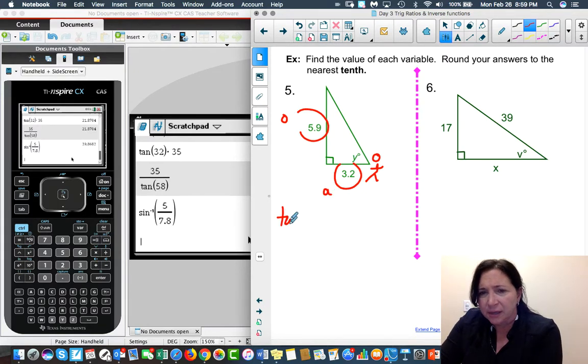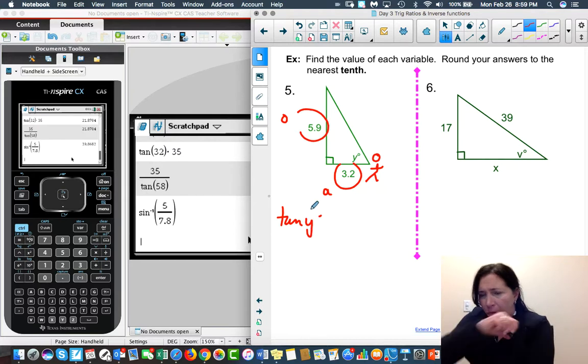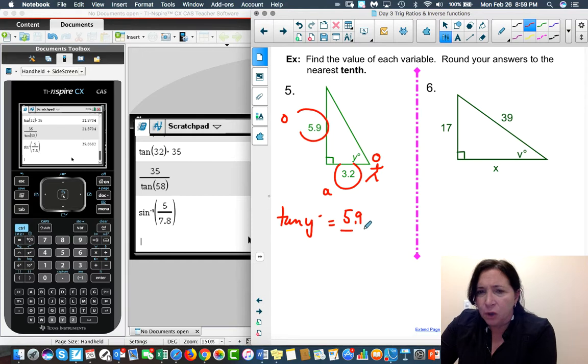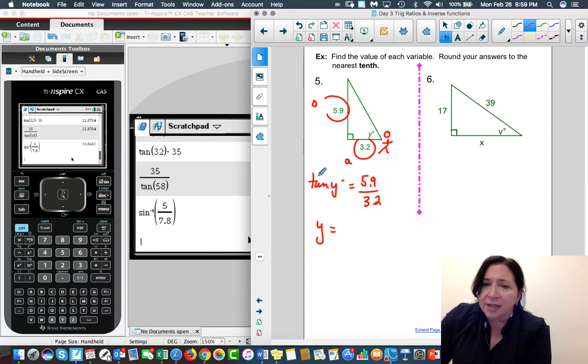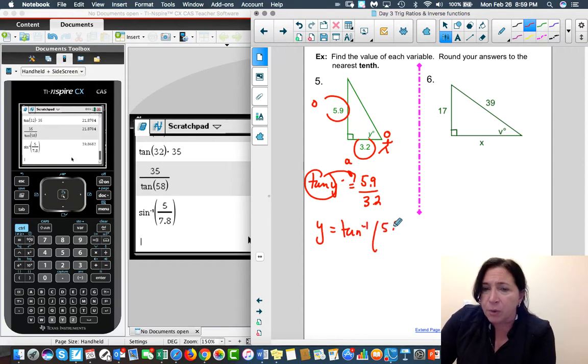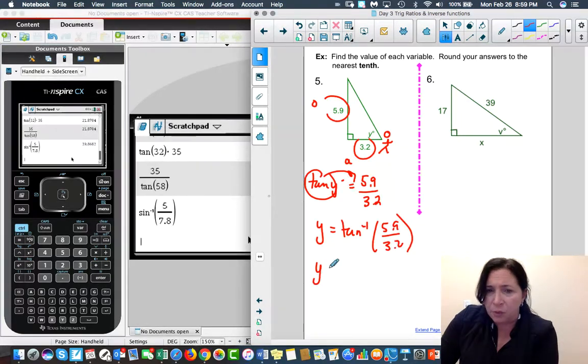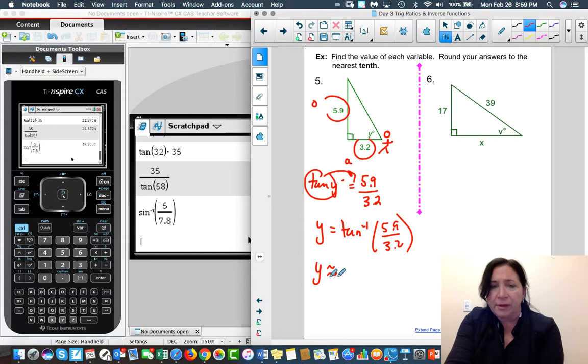So tangent of the angle that I'm trying to find is going to give me the opposite side over the adjacent side. Okay, so all I have to do is solve for y because I want to find the angle. So I'm going to say y is equal to arctangent. See this tangent? I'm going to move it to the other side. So that becomes arctangent of 5.9 divided by 3.2. And so y is approximately, okay, so now I have to figure that out.